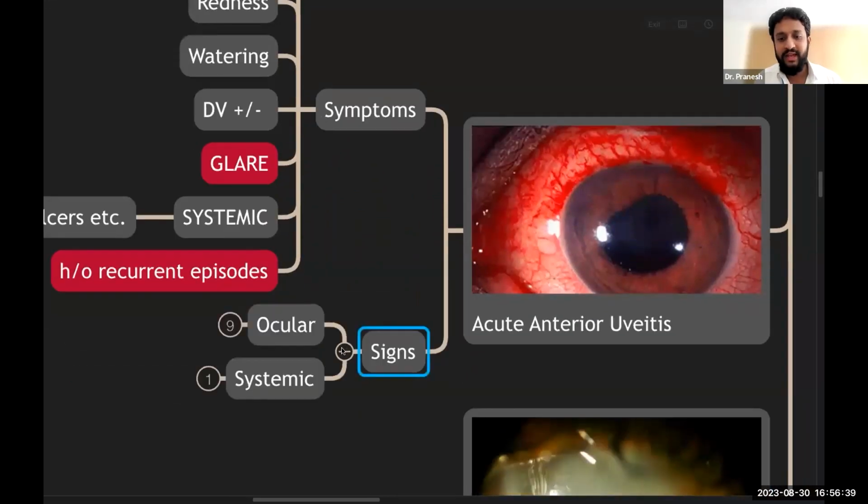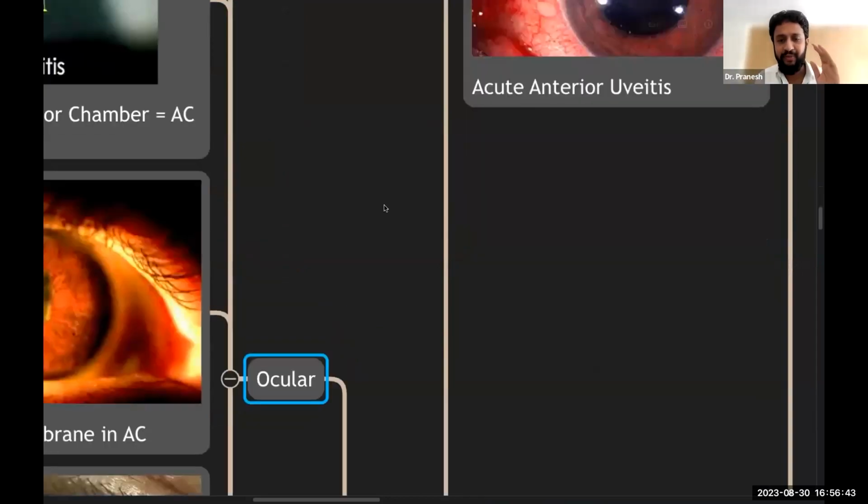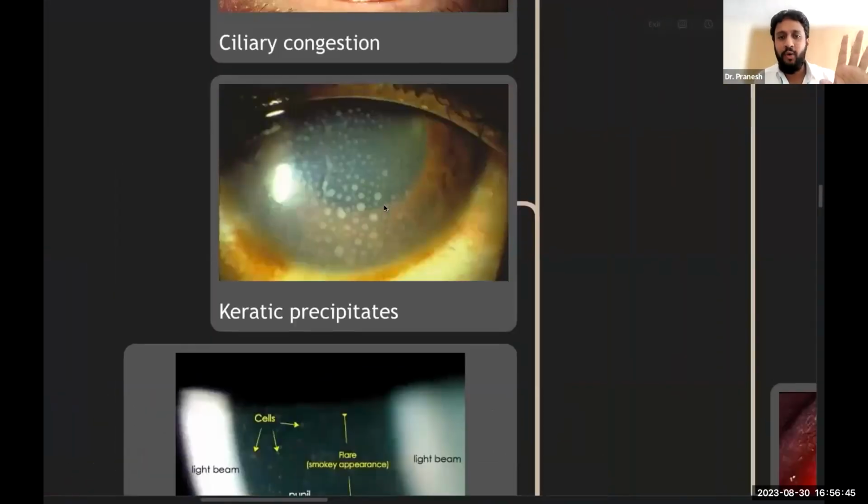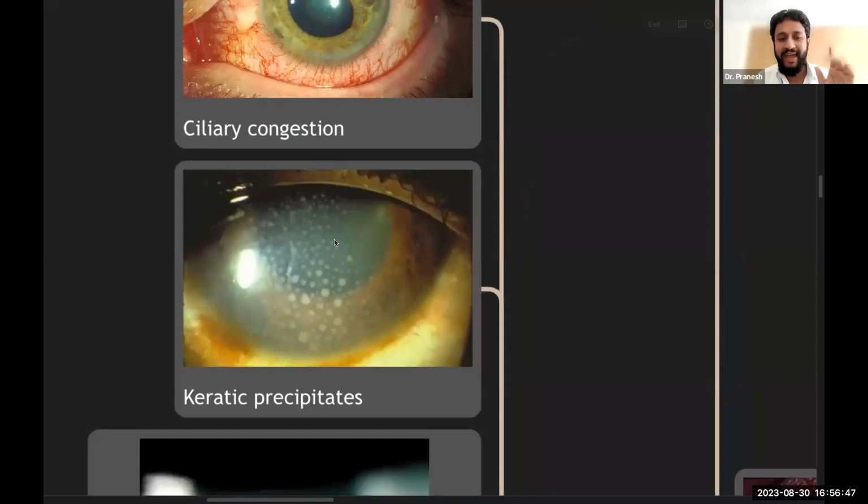What are the signs in anterior uveitis? Very, very simple. I'll just give you some salient points. When it comes to the eye, there will be redness, of course. What is more important is to look for keratic precipitates, which is not easy to find on a torchlight, but only on a slit lamp you can find. If you can find them on a slit lamp, it's great. Keratic precipitates are going to be on the endothelium.